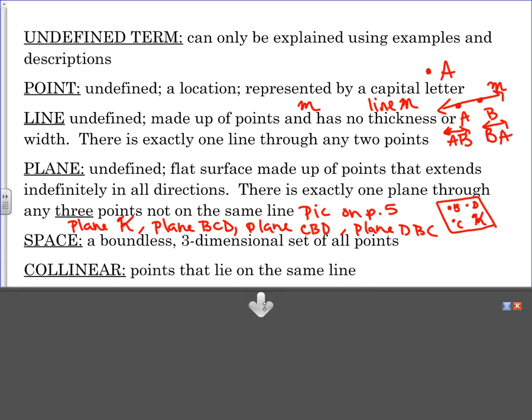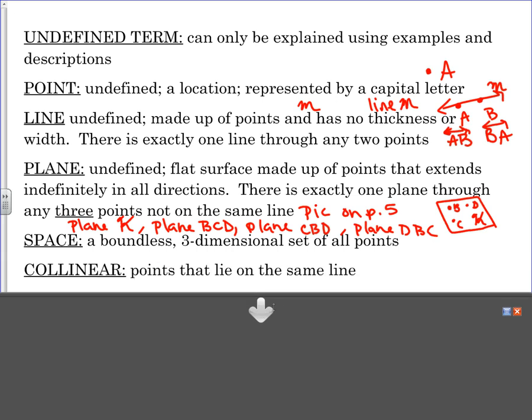All right. Collinear. When you think of co-whatever, first of all, when you hear the word linear, what do you hear inside of that? Line, right? So collinear probably means points that are on the same line, something like that, right? So points that lie on the same line. So show yourself an example of that. Collinear would look like this. Points A and B are on the same line, right?